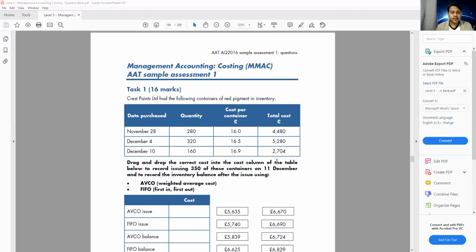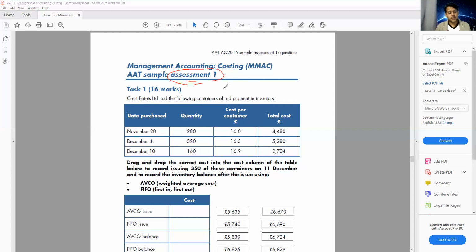Today I'm going to start with that AAT assessment, sample assessment number one, that you can find on your question bank. On your question bank, that will be at the end of the book. Of course, we know it. And we're going to try sample assessment one today.